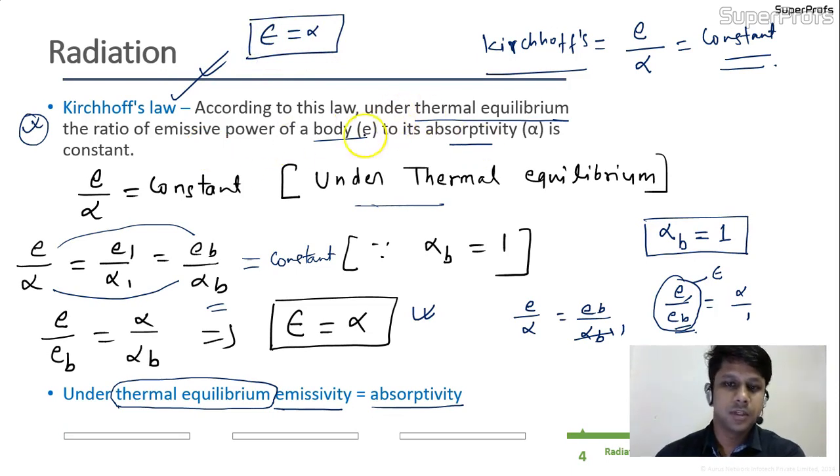Hope you followed how we started. We started with E by alpha equal to constant. Then for two bodies we wrote E by alpha equal to E1 by alpha 1, and it will be equal to EB by alpha B also. Alpha B value is 1. So when we take these equations, we get E by EB equal to alpha by alpha B, and alpha B is equal to 1, and E by EB is defined as emissivity, that is epsilon. So this epsilon will be equal to alpha, and emissivity is equal to absorptivity. This is Kirchhoff's law.